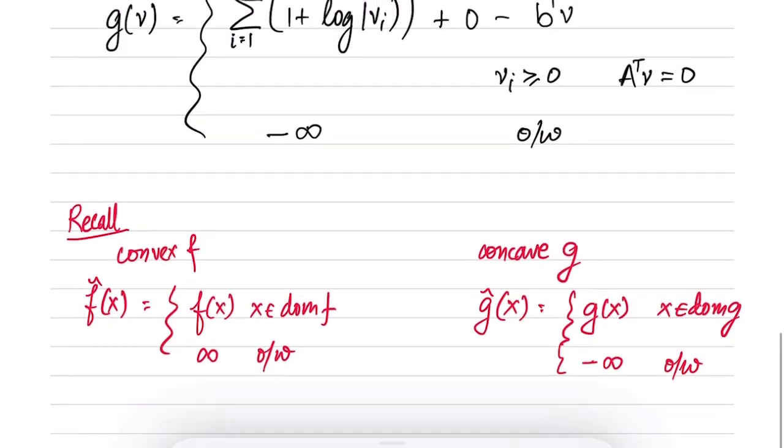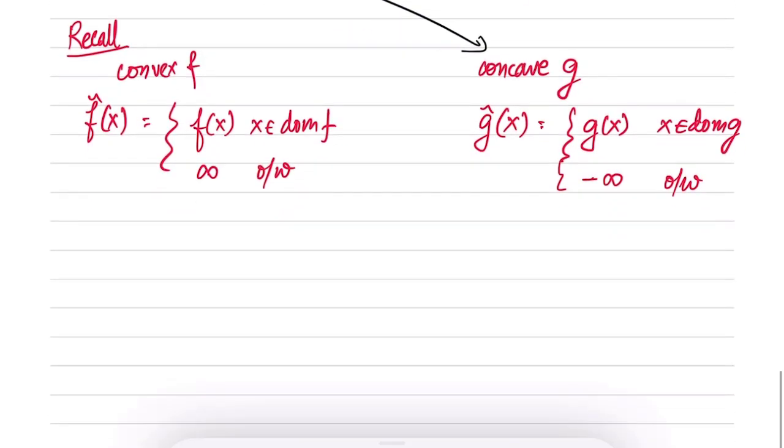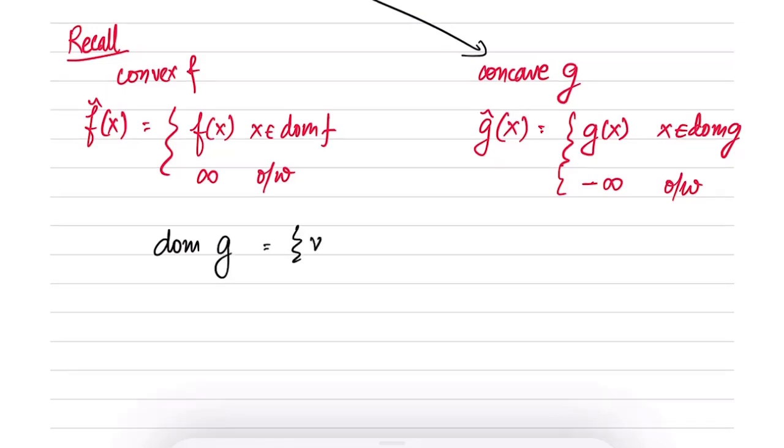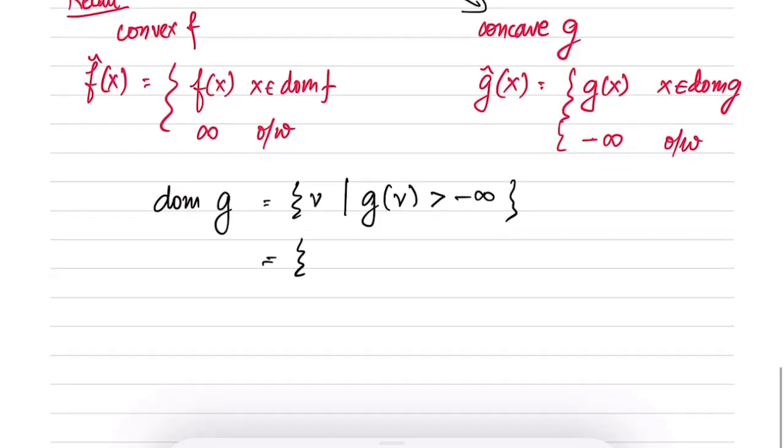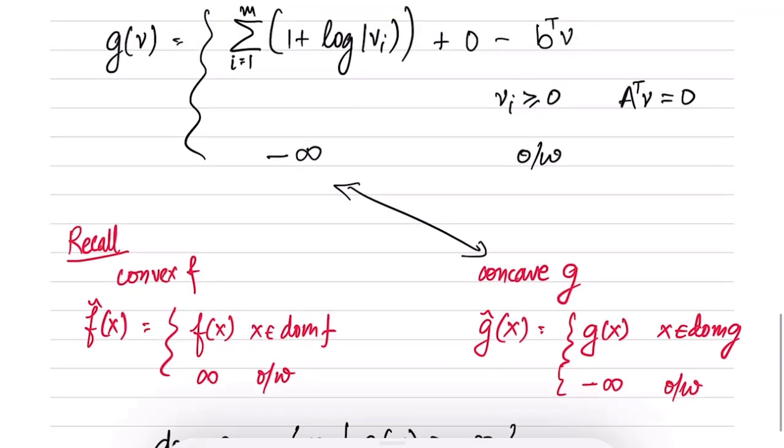So this definition, what we are seeing here, looks very similar. In fact, comparing the two, we can see that the domain of G is equal to the set of all nu such that G nu is not equal to minus infinity, but is greater than minus infinity. And this is precisely the set of all nu such that nu is greater than or equal to 0 and A transpose nu is equal to 0, which are the conditions for this to take a finite value.